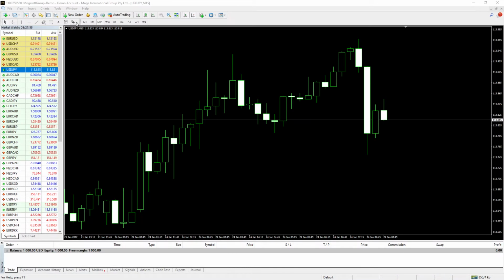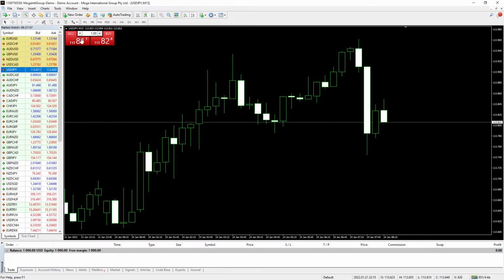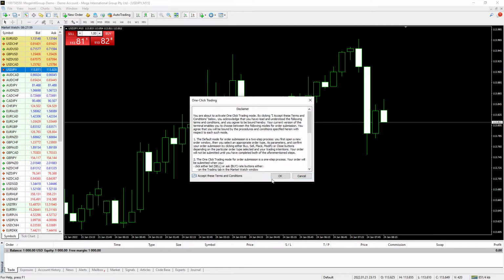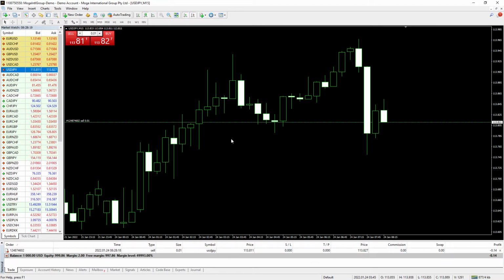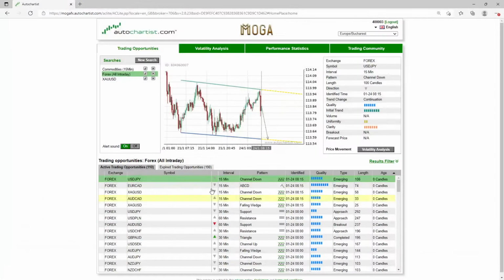Let me just change it to 0.01, right? Just make it the smallest available lot, so then our risk is also reduced. I cannot type it for some reason. Oh, yeah, done. So we're going to enter on the sell here. Now let me go back to the AutoChartist.